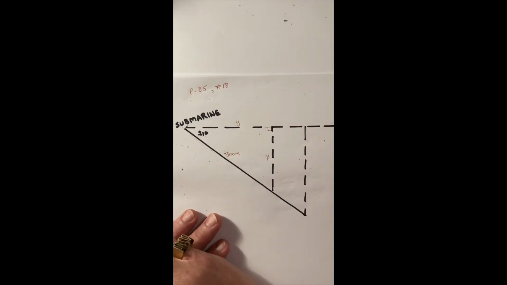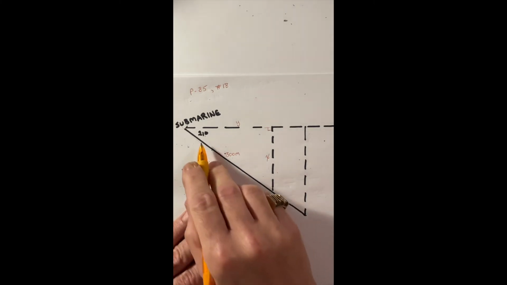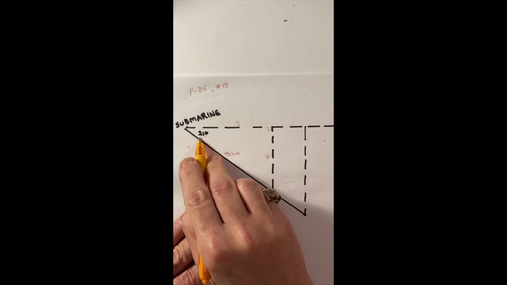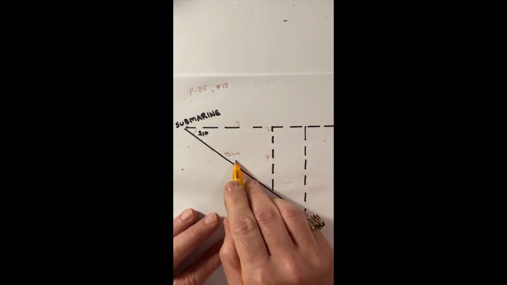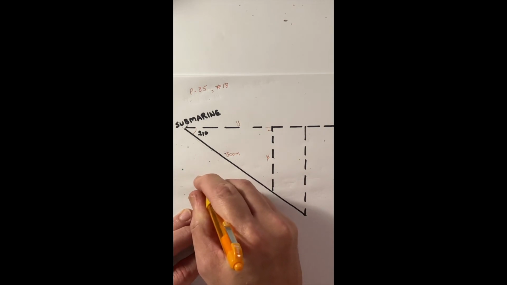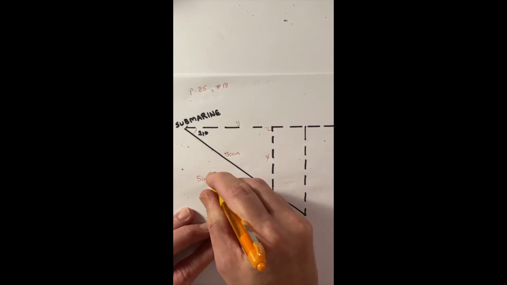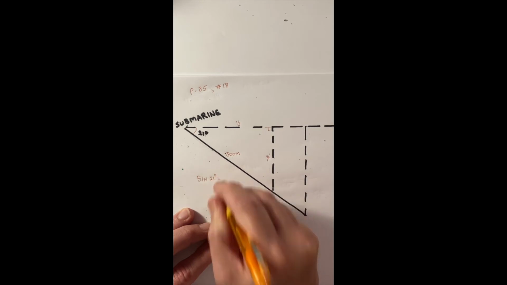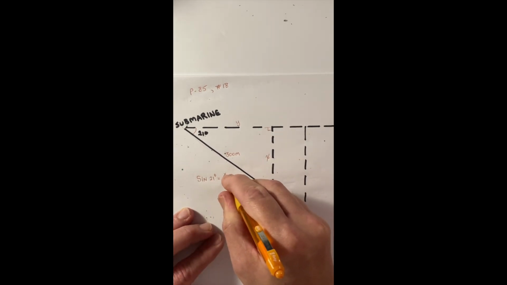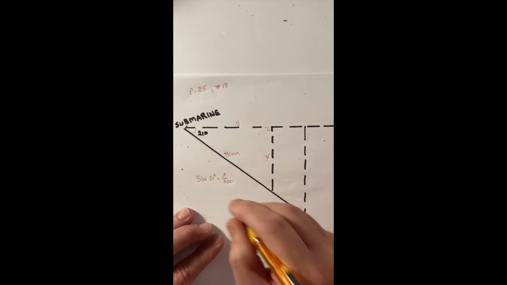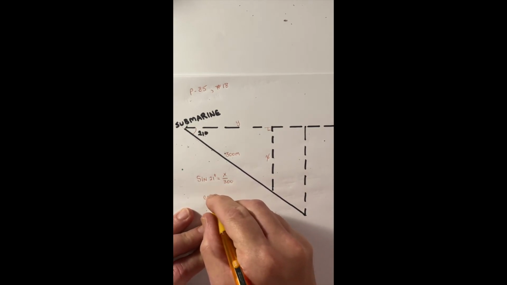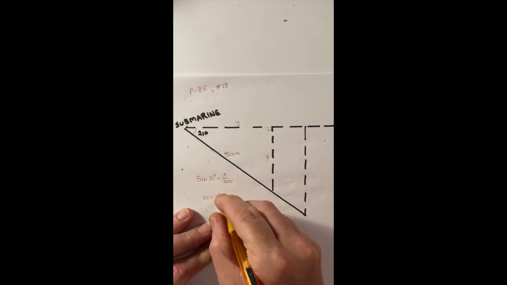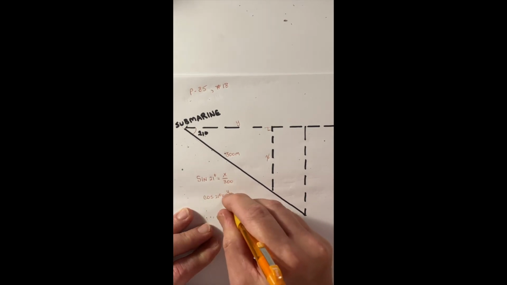Okay, and we have enough information to figure that out because 21 degrees is this angle here. The opposite over the hypotenuse would be the sine. So the sine of 21 degrees is equal to X over 300. Okay. And the cosine of 21 degrees is equal to the adjacent over the hypotenuse.